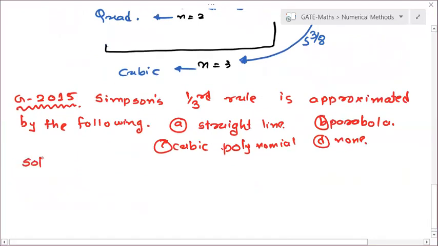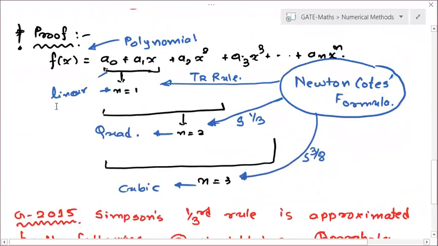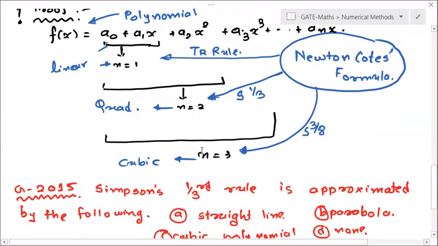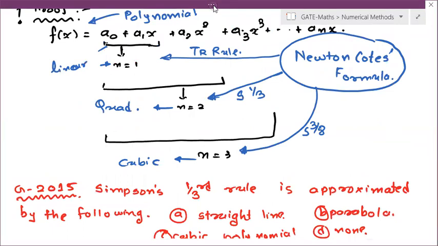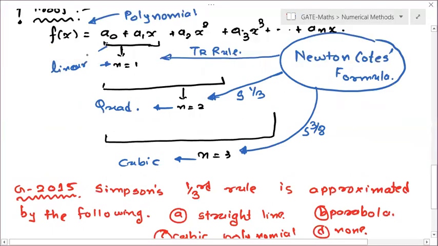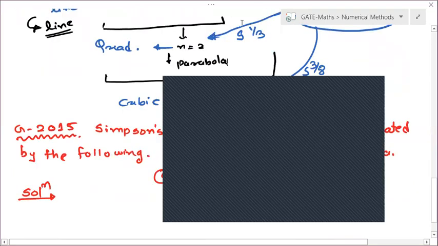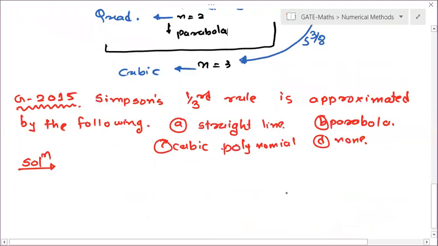See over here, for Simpson's one-third rule, you have to apply Newton's formula till n equal to 2, which is quadratic. A linear equation's graph will give you a line, a quadratic's graph will give you a parabola, and a cubic's graph will give you a cubic parabola. So here what we get in the end is a parabola. Simpson's one-third rule is approximated by a parabola. Is it clear now? Please give me some response.